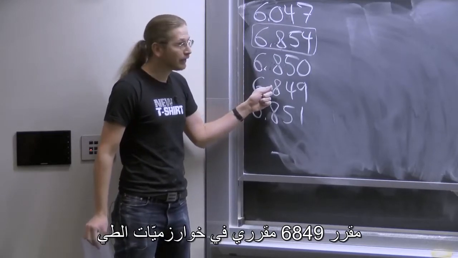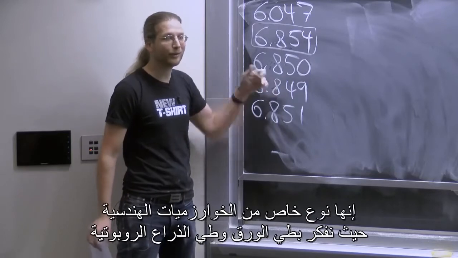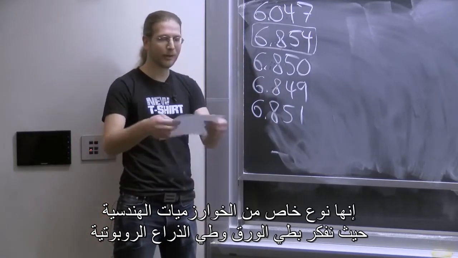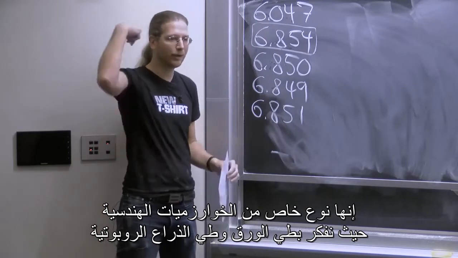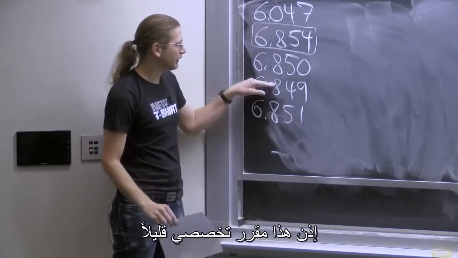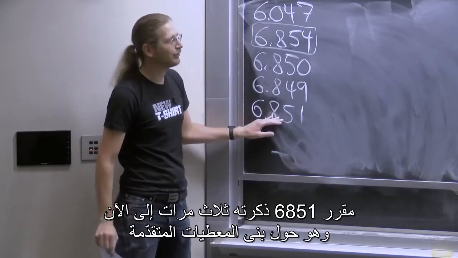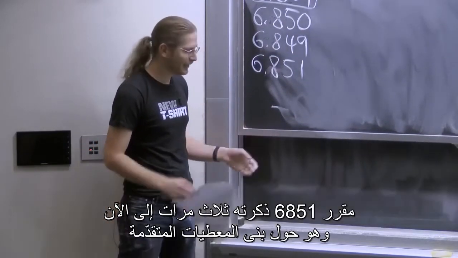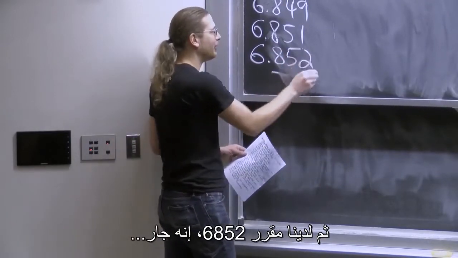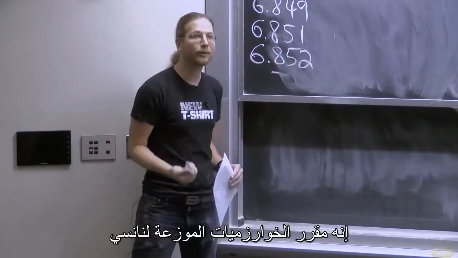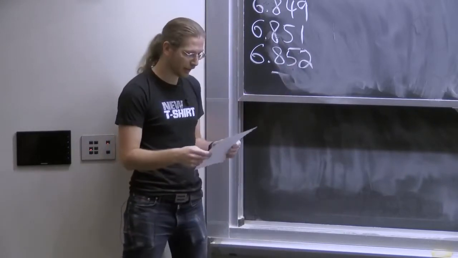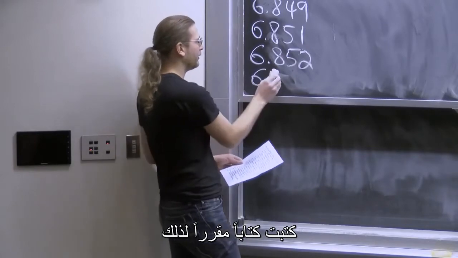6.849 is my class on folding algorithms. This is a special type of geometric algorithms where we think about paper folding and robotic arm folding and protein folding and things like that. So that's a bit of a specialized class. 6.851 I've mentioned 3 times now. Advanced data structures. Then we've got 6.852. This is Nancy's distributed algorithms class. So if you like the week of distributed algorithms, there's a whole class on it. She wrote the textbook for it.